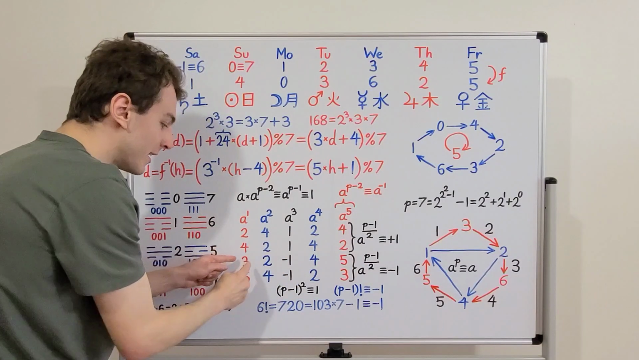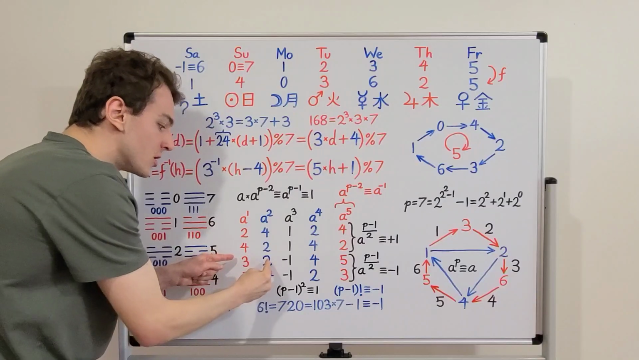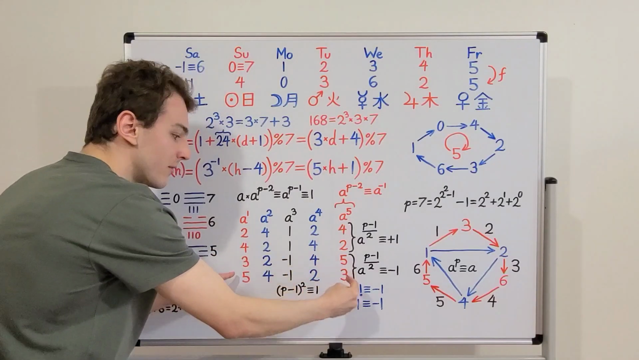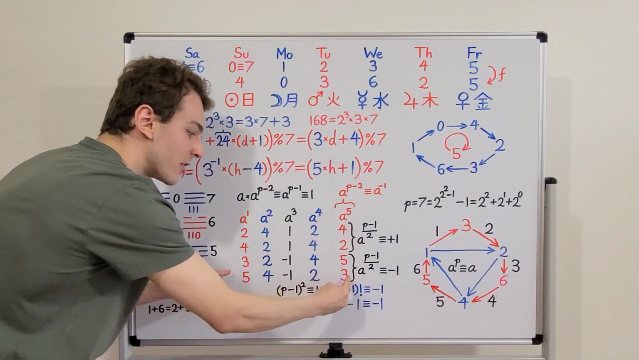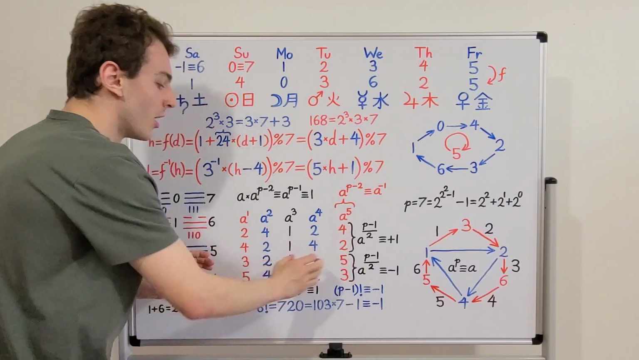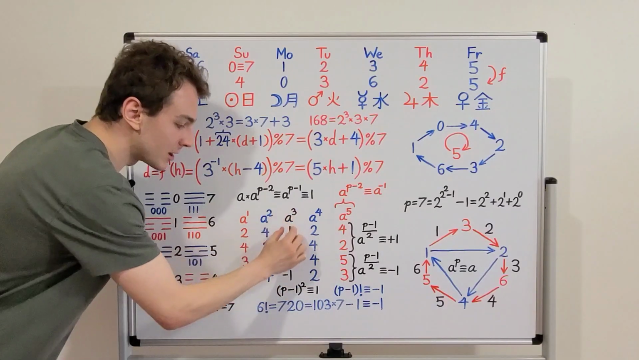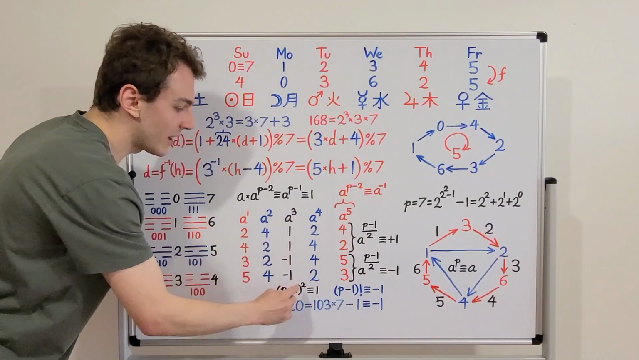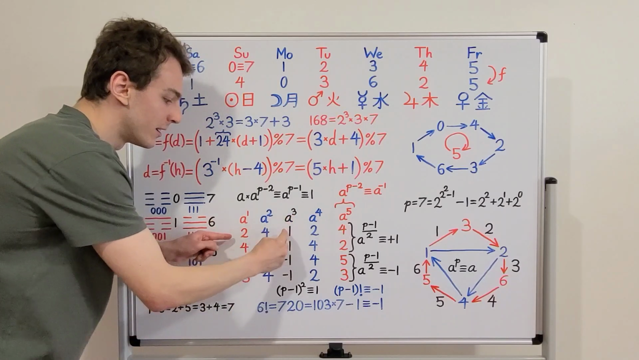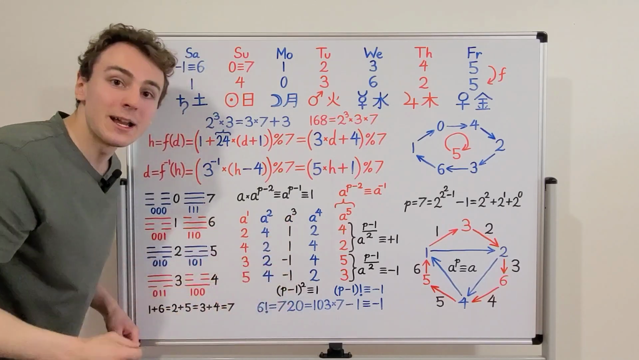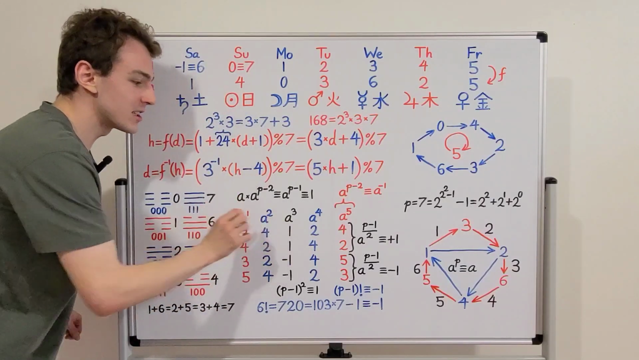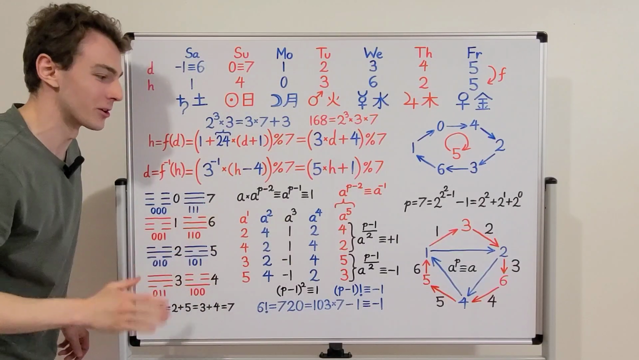What about for 3? For 3, you can see we have 3, 2, minus 1, 4, 5. And what about for 5? If we read in the opposite direction, we have 3, 2, minus 1, 4, 5. That's a very interesting observation. Now, pay close attention to these values of a cubed. You can see that for 2 and 4, we get plus 1, and for 3 and 5, we get minus 1.